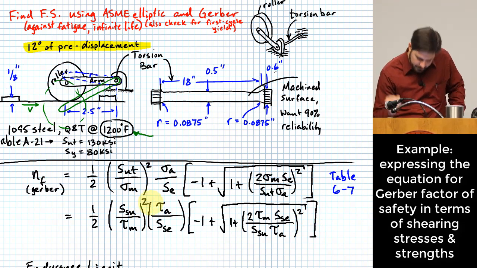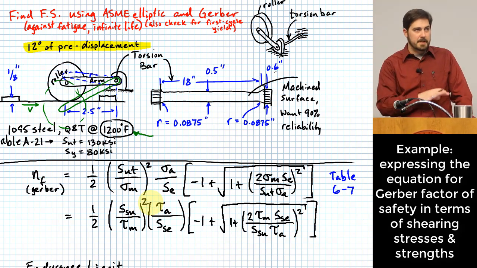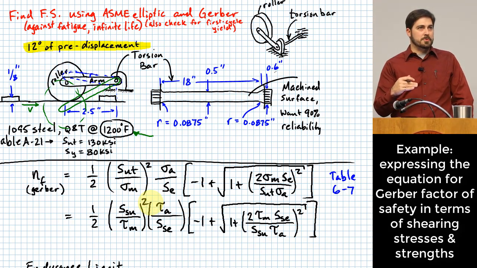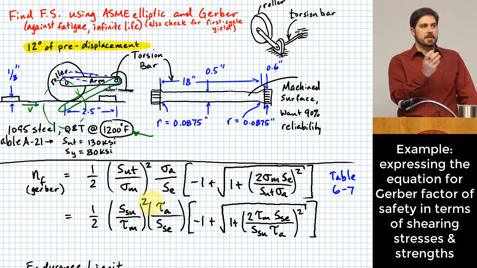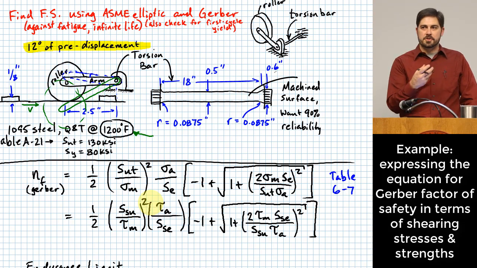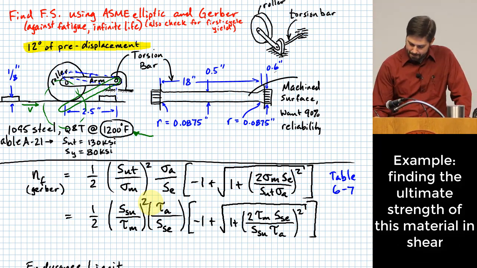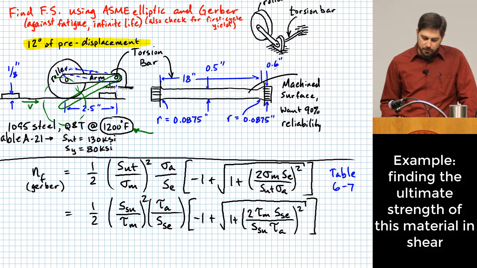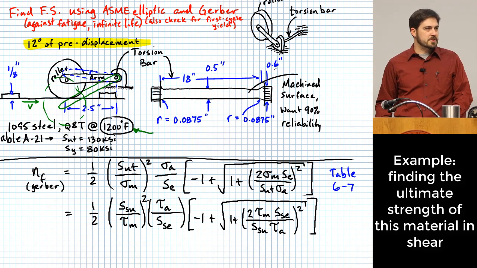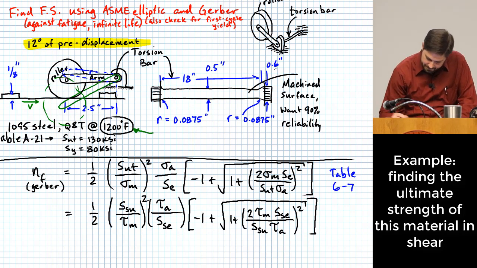Thank you. It's the same exact equation. All we're doing is we're going through and converting all of our strengths to being strengths in a shearing orientation and all of our stresses to be stresses in a shearing orientation. All right, but that means we actually need to calculate S sub SU. That's the one thing we don't have yet. Okay, well here's how that's done.